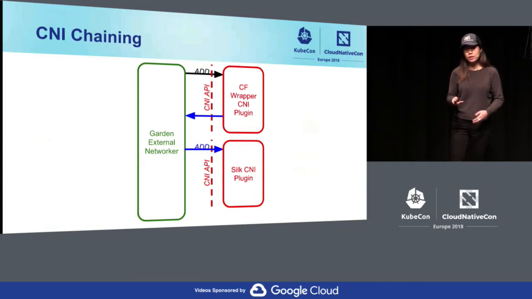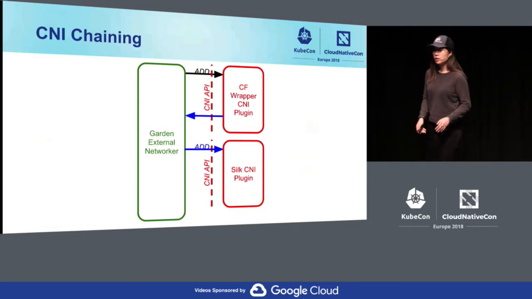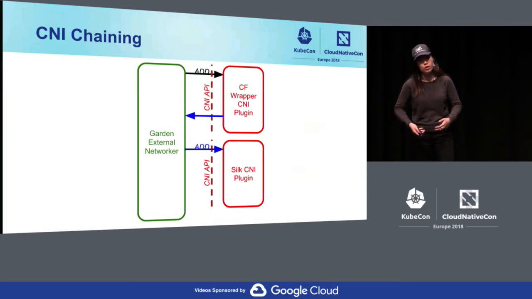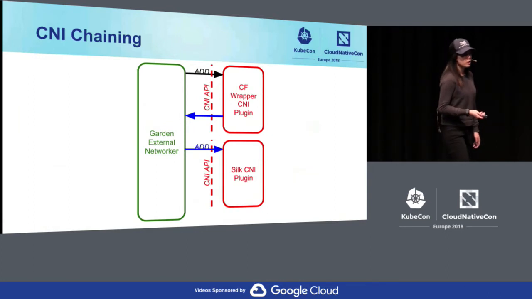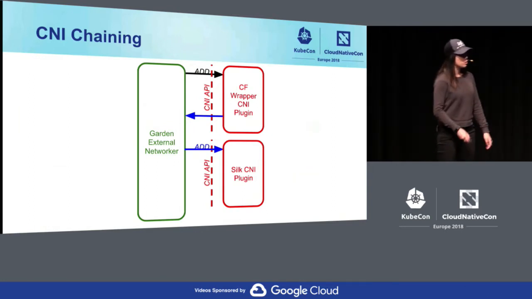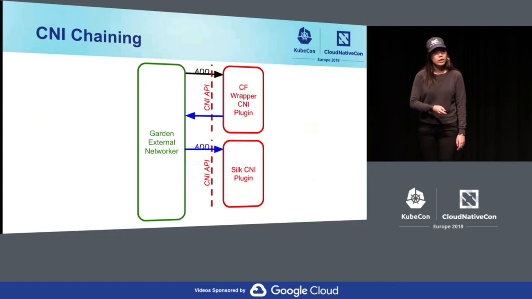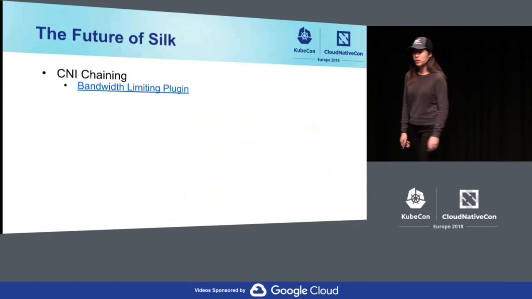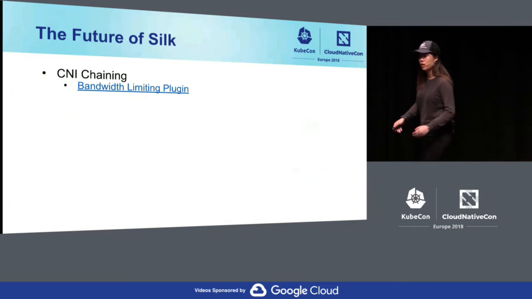So chaining has been a really popular topic. It's really great for additional features that aren't part of the core network connectivity aspect. So maybe you have your first plugin that sets up the networking interface and you want to do some additional feature to it. One such use case that we actually had in Silk was the ability to do bandwidth limiting. And so we actually extracted out that code and contributed it back upstream to the CNI community in the form of a bandwidth limiting plugin.